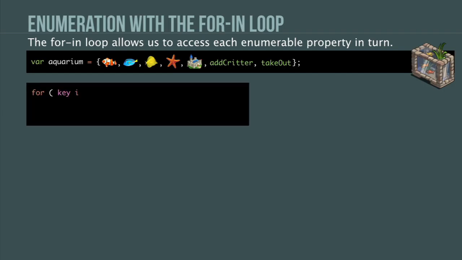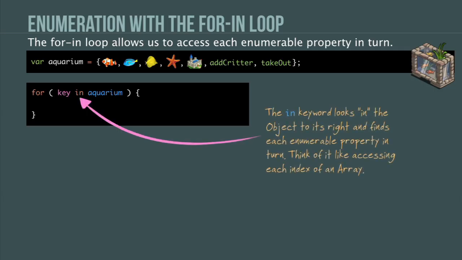So here we have our very special for-in loop. You can see the for keyword, which looks just like the for loop keyword. But inside the parameters of this loop, you can see on the left-hand side the word key. And in between the two words is in, and on the right-hand side is aquarium. Now key here represents every single property that is present inside of aquarium. And the in keyword will look in the object on the right-hand side for every possible key on the left-hand side. You can think of it like accessing each index of an array.